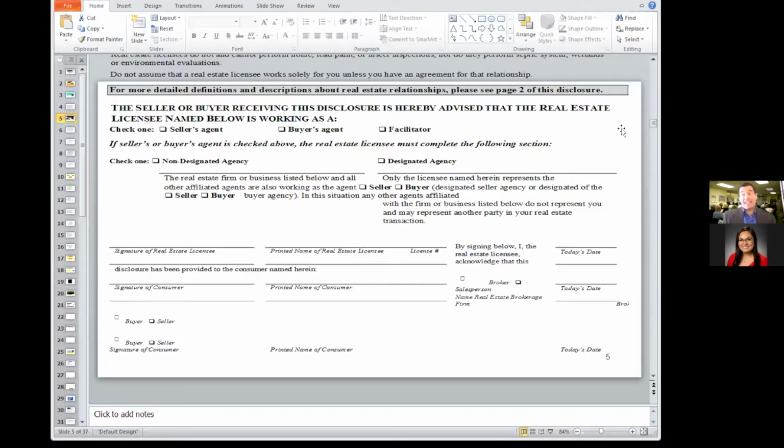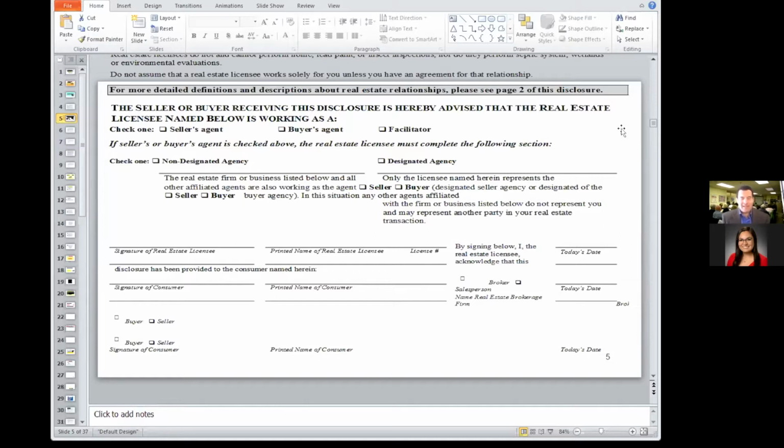Most agents are very familiar with this section, but the paragraph I just read, they haven't read it too much. It says the seller or buyer receiving this disclosure is hereby advised that the real estate licensee named below is working as a, you've got to check it off. Are you a seller's agent, a buyer's agent, or a facilitator?